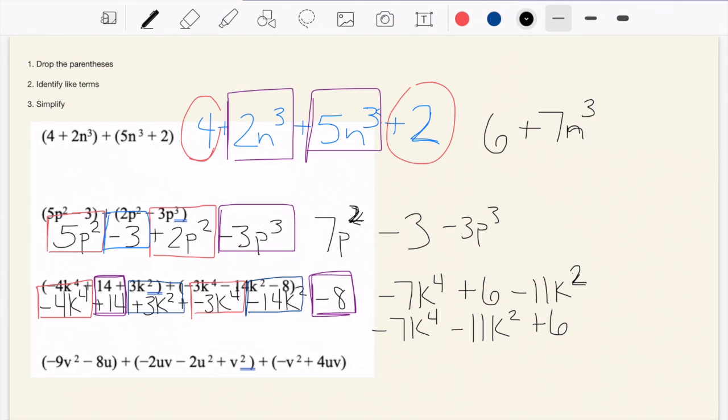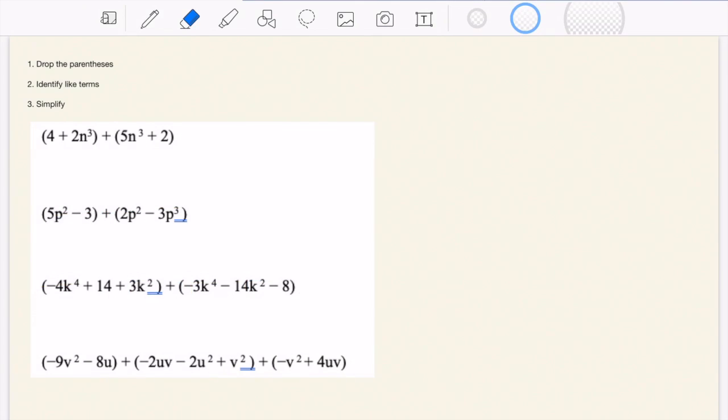So descending exponents, so k to the negative fourth and k squared. So our answer is negative k to the fourth minus 11k squared plus 6. For this last one, I went ahead and erased all that so that we have a little more room to do this last one. We're going to start by dropping the parentheses.